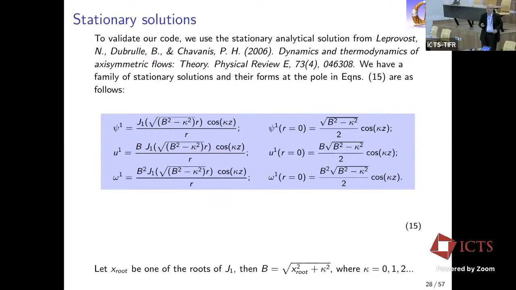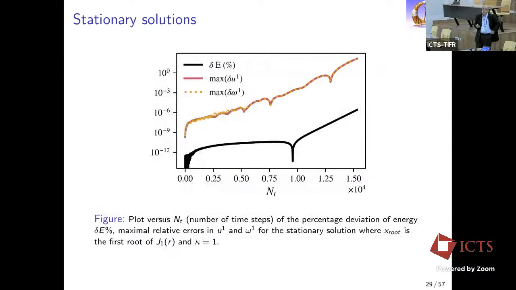I give you the reference. It's from a group of Bérengère Dubreuil. And this is a steady state solution for the given boundary conditions. All right. And so when we write our Fourier-Chebyshev code, we check that we can reproduce these stationary solutions. Okay, so this is a plot to show you that we were doing a pretty good job on these stationary solutions.